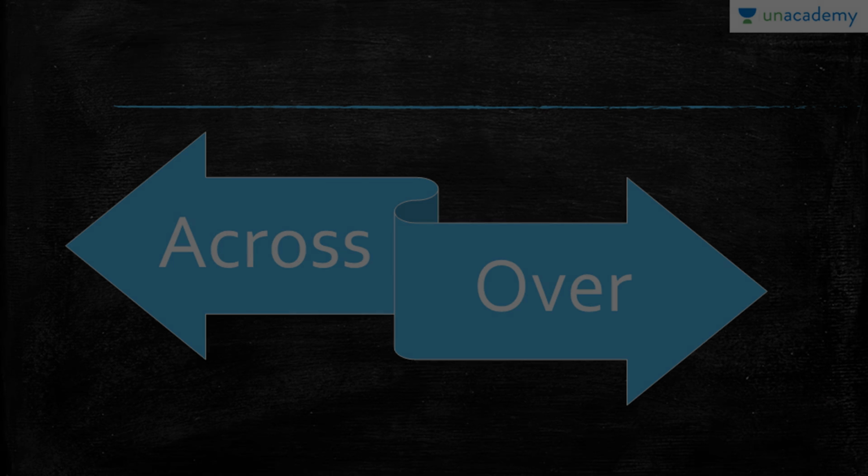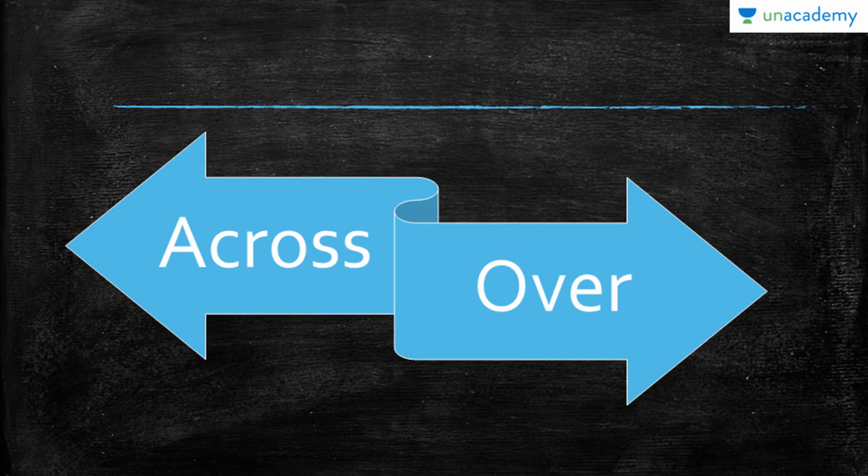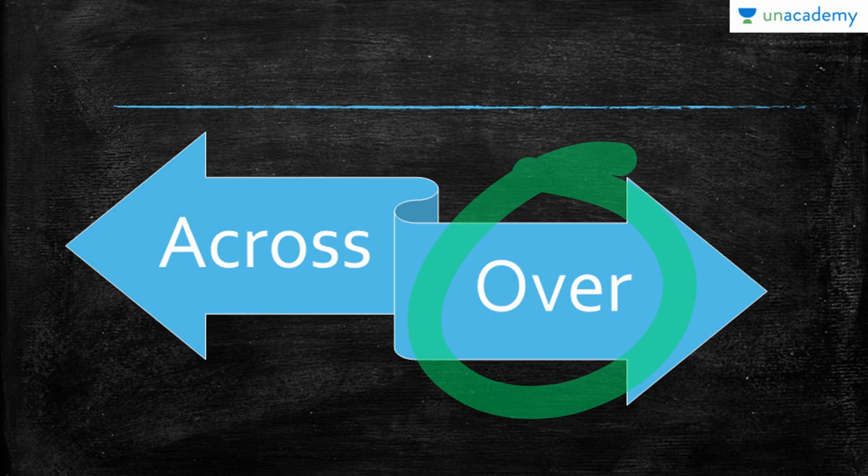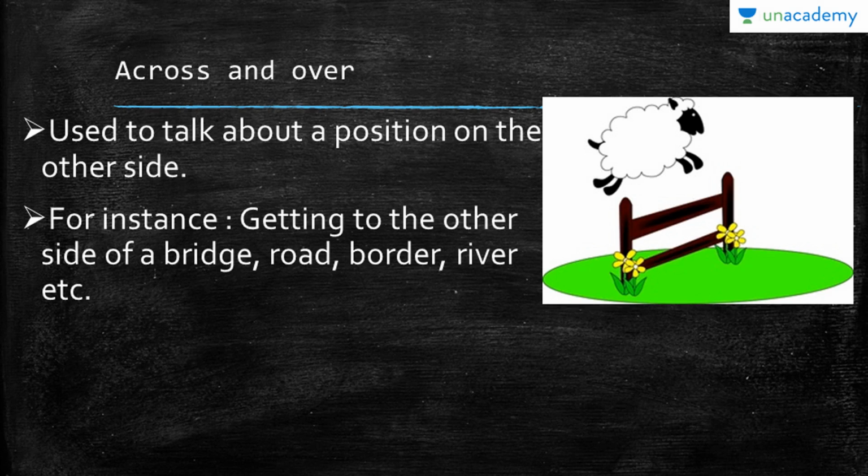So let's begin. Across and over. These are the two prepositions that we are going to learn about in this particular video. So without much ado, let's begin. Across and over are used to talk about a position on the other side. Both of these prepositions are used in order to talk about the position on the other side.